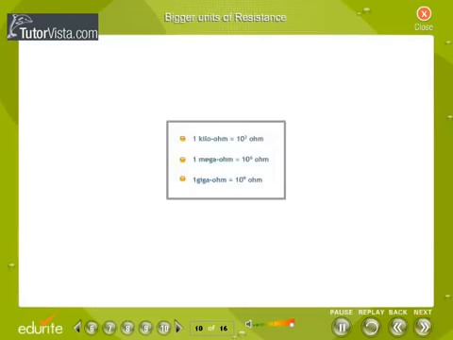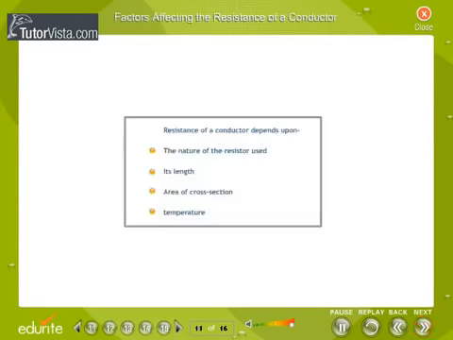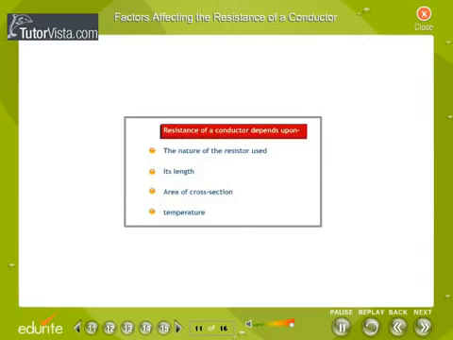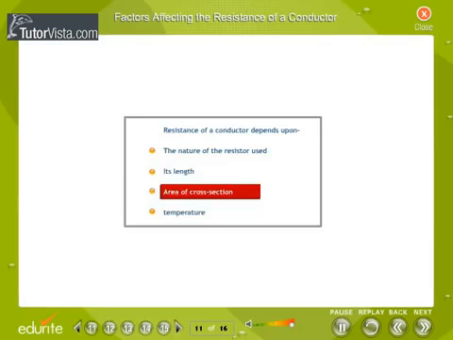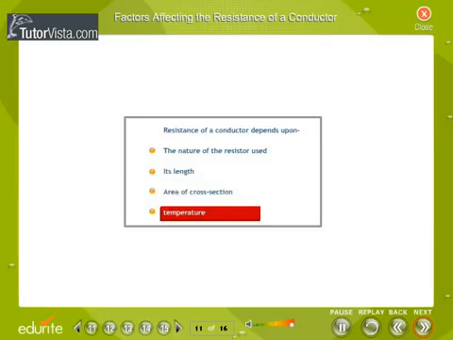Bigger units of resistance. 1 kilo ohm is equal to 10 to the power of 3 ohm. 1 mega ohm is equal to 10 to the power of 6 ohm. 1 gigaohm is equal to 10 to the power of 9 ohm. Factors affecting the resistance of a conductor. Resistance of a conductor depends upon the nature of the material used, its length, area of cross-section, and temperature.